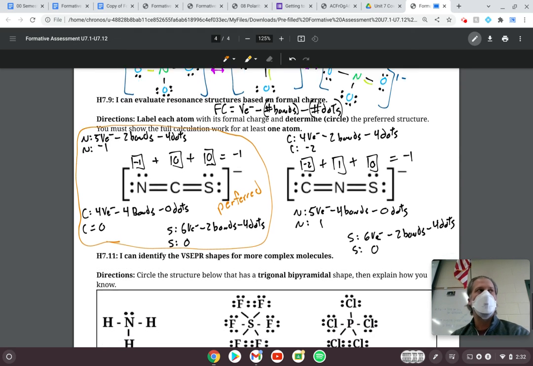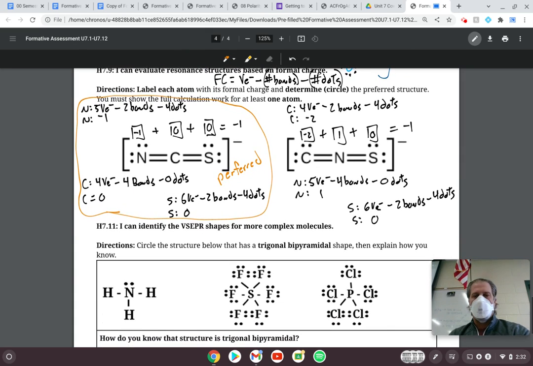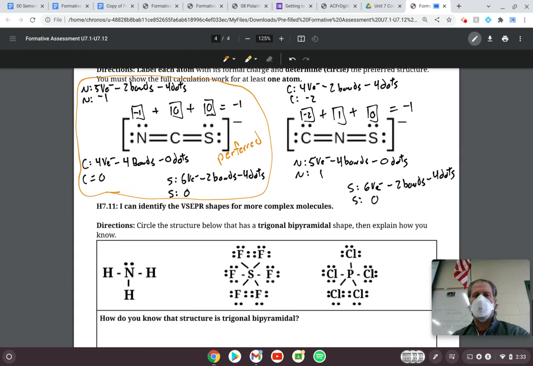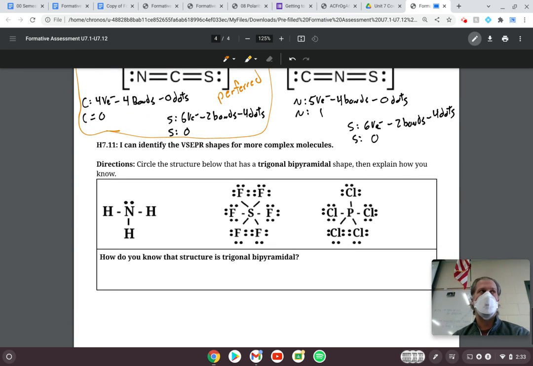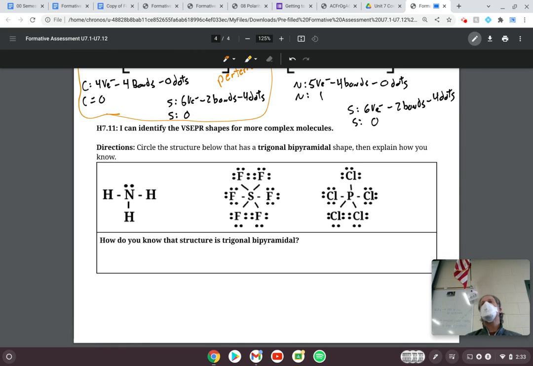Wouldn't that already be the preferred structure since carbon is in the middle? Sometimes, most of the time true, but not always. Okay. Last one.